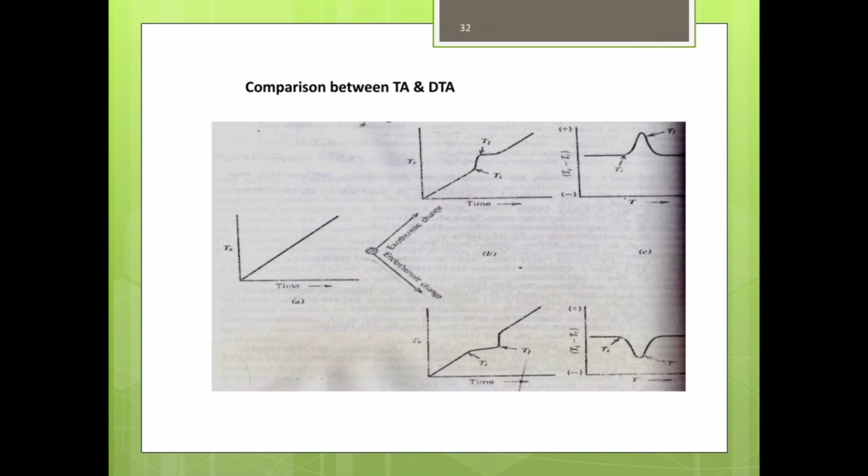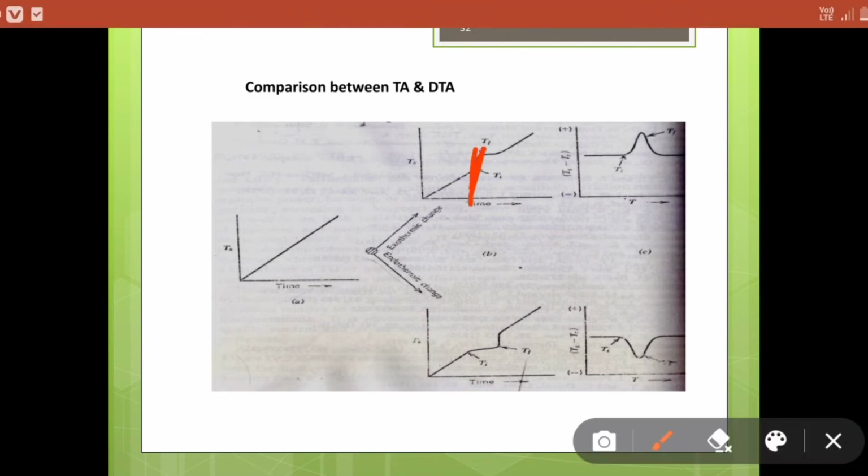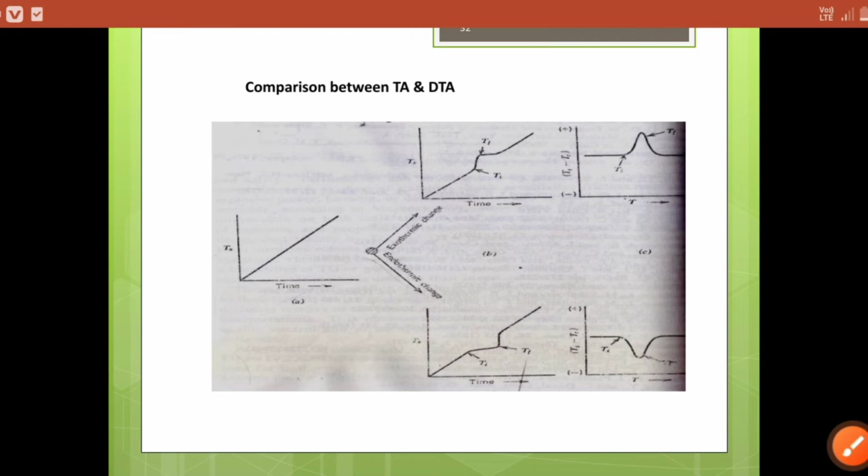Comparison between thermal analysis and differential thermal analysis. Here, in the exothermic case in the TA graph, the reaction interval will be vertical, but in the case of endothermic, the reaction interval is horizontal. Therefore, if it is vertically above, it is exothermic; if it is horizontal, it is below.